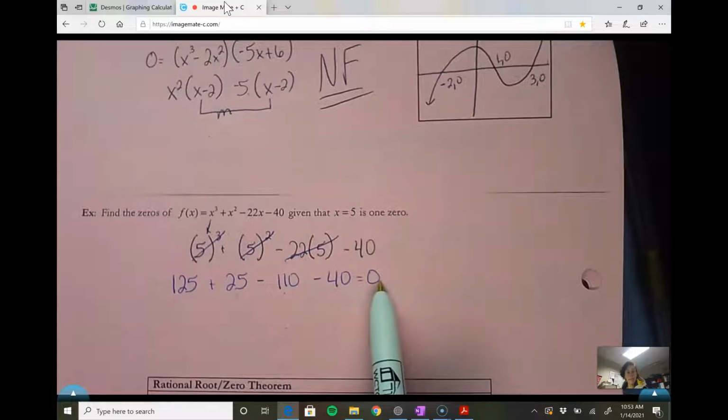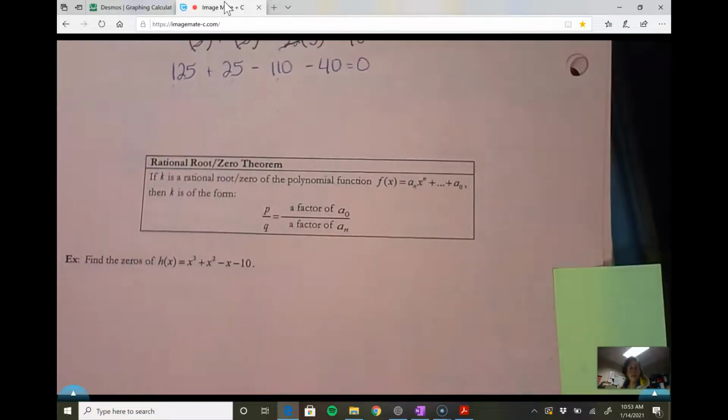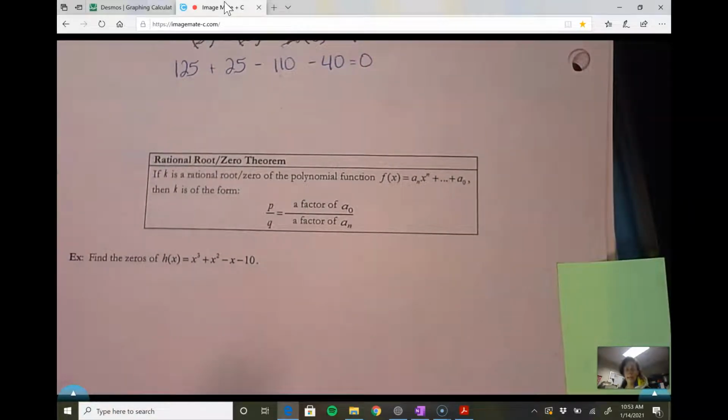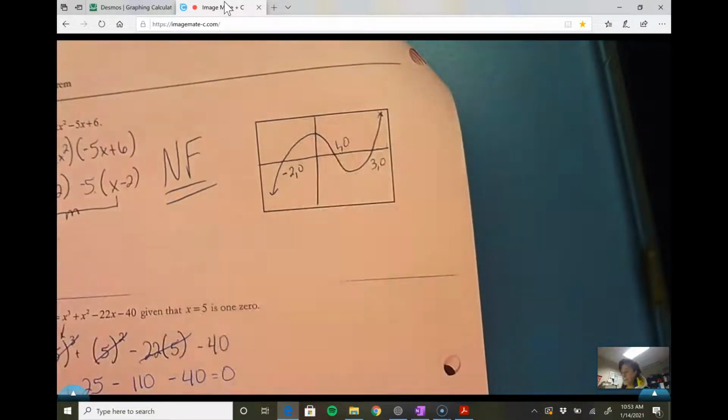All right, so let's go to the whole point of this lesson. What do you do when you can't factor? There's this theorem called the rational root theorem, and it just says that k, some number, is going to be a root, a 0, a place that crosses the x-axis.